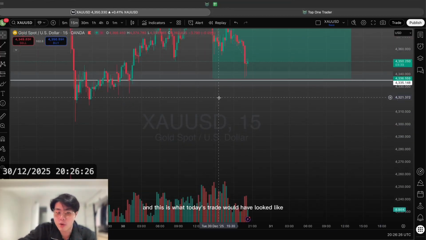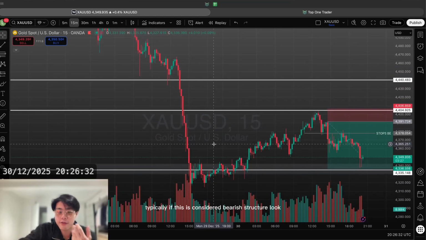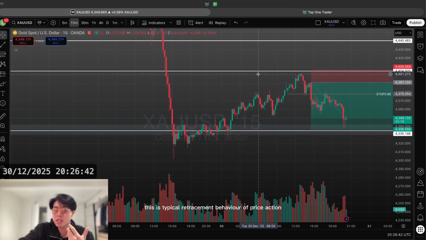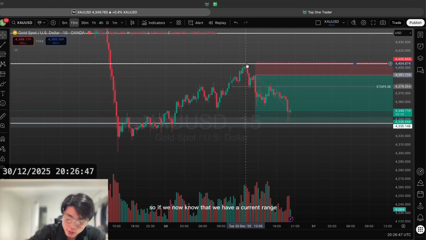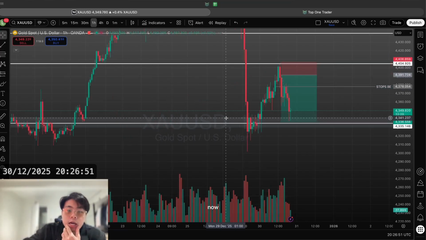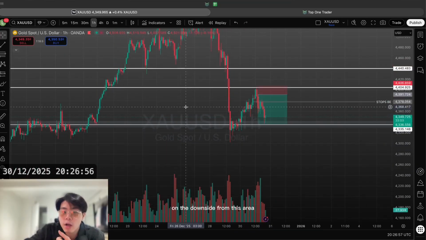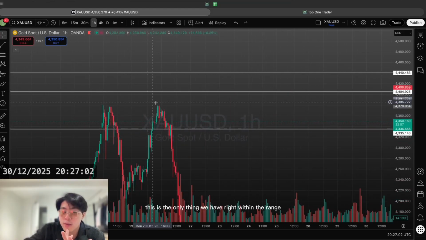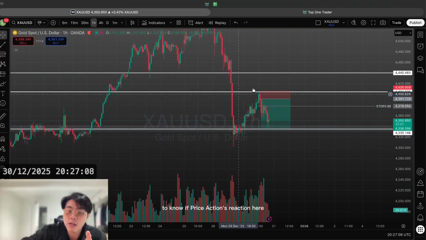And this is what today's trade would have looked like. I understood that if you look at the higher time frame, you look at the 1 and the 4, typically, if this is considered bearish structure, look, you've got a very big push to the bearish side. Price action is now just slowly trickling up. This is typical retracement behavior of price action. So if we now know that we have a current range, we have to find out liquidity areas. Now, it was hard for me to find liquidity areas on the downside from this area because we don't have prior historical data to the left of the screen. This is the only thing we have within the range. So there's no historical data to copy to know if price action's reaction here will actually come down.